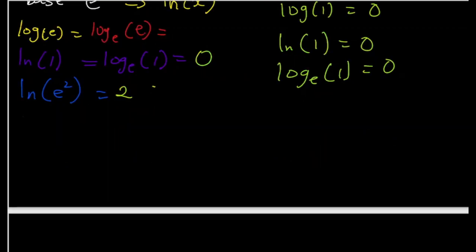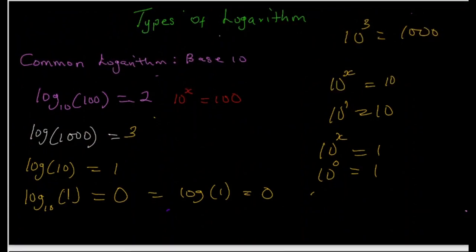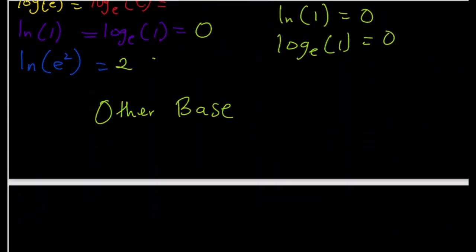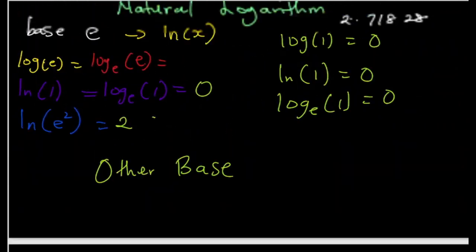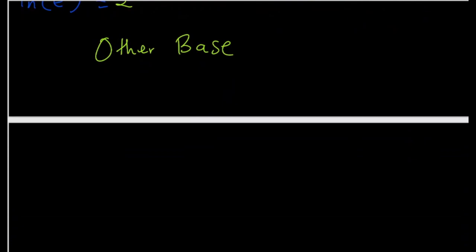So let's look at other base logarithms. Remember we've done the base 10, which is the common base, and we've done the natural base, which is the base e. Now let's look at other bases. The base determines what you are trying to find in logarithm.